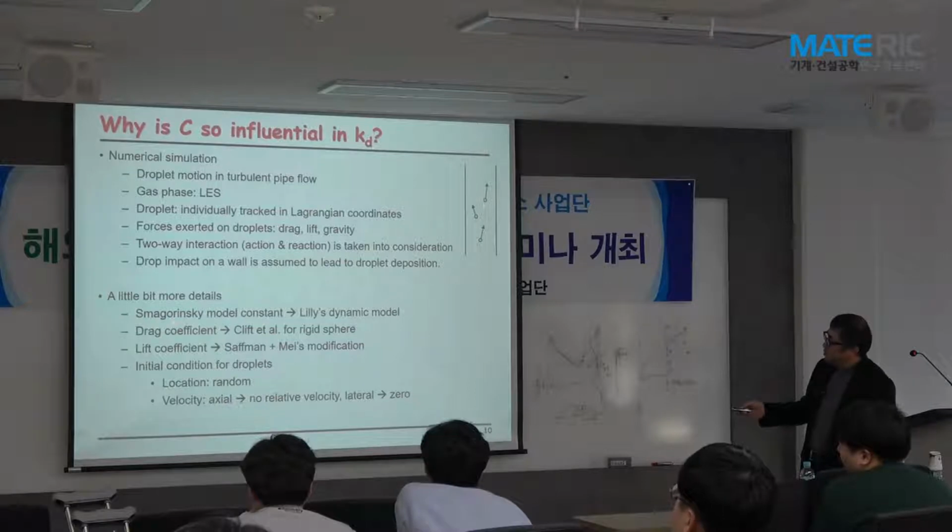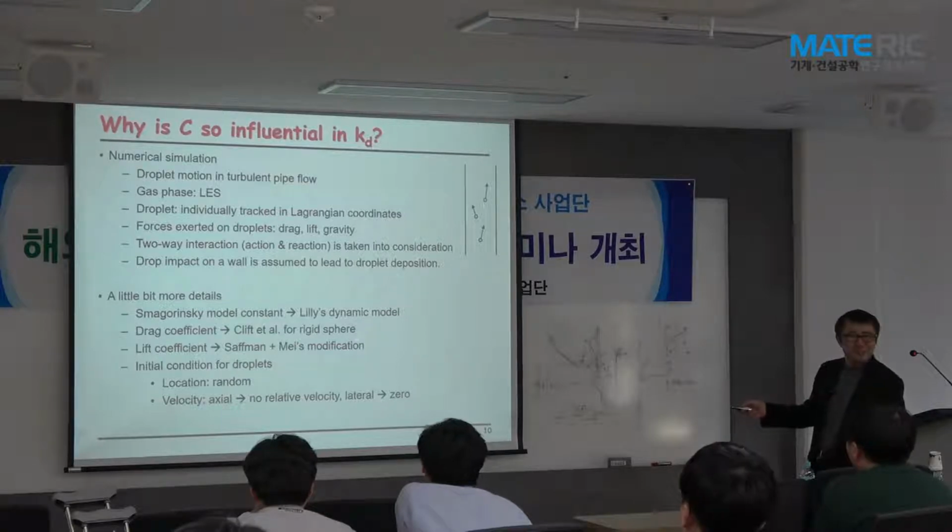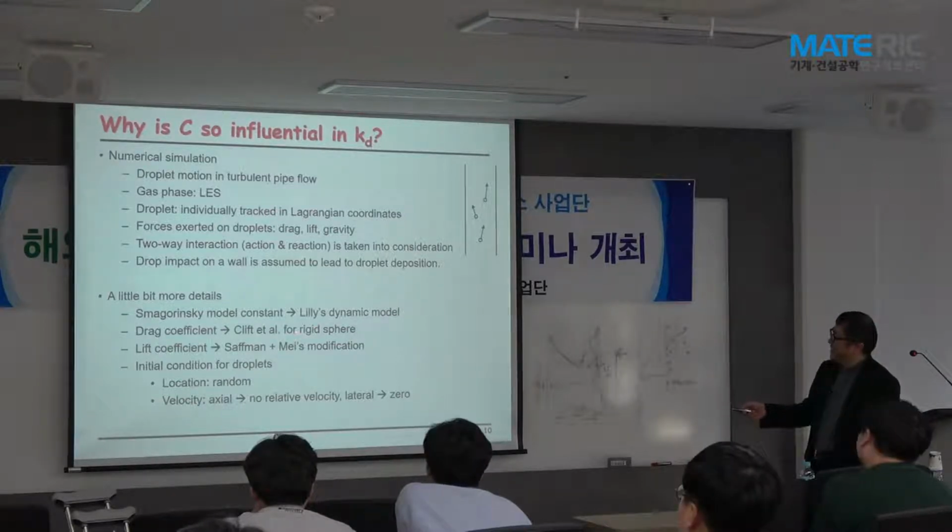For more detail, my students are very familiar with this description. I'm not so much, so please do not ask too many details of me. But anyway, the constant Smagorinsky model is used. This is reliable, I think. The drag coefficient Clift model is used. I'm good at this. For the lift coefficient, the Saffman model with some modification is used.